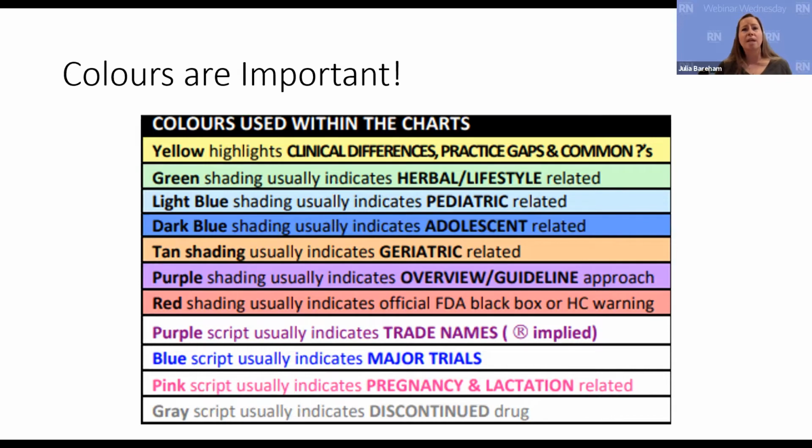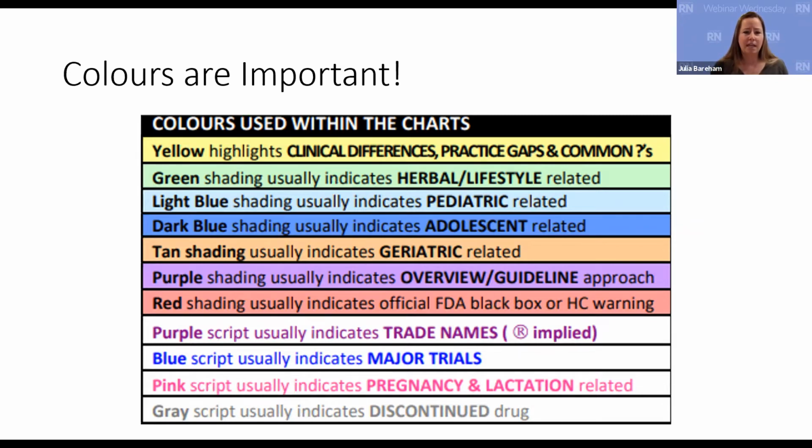Green generally means it's a non-drug, herbal, or lifestyle option. So if you're looking for non-drug options to recommend, look for green. Blue is going to denote our younger patient population, pediatric and adolescents, where that tan is more our older adults. Purple means it's a guideline, and red means this is a warning. Pay attention. This is a black box warning. Important. Stop. Look at this information. So there's just a few tips there.